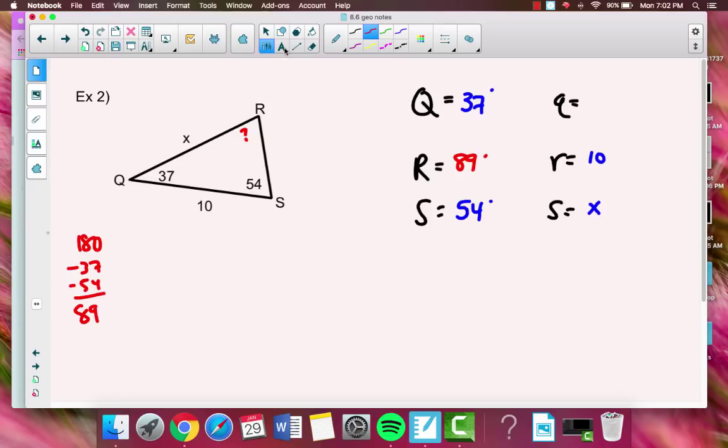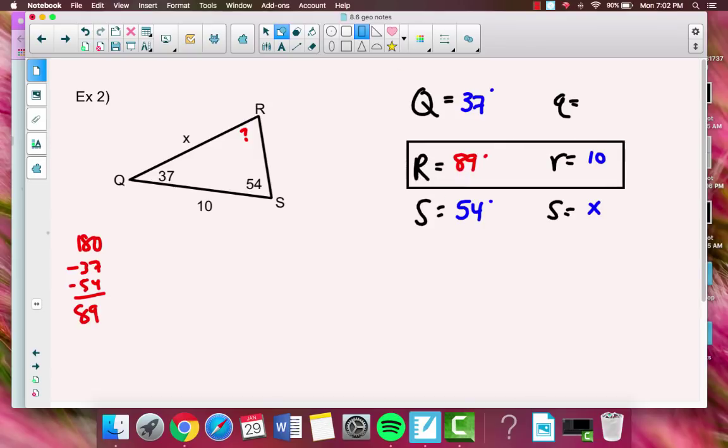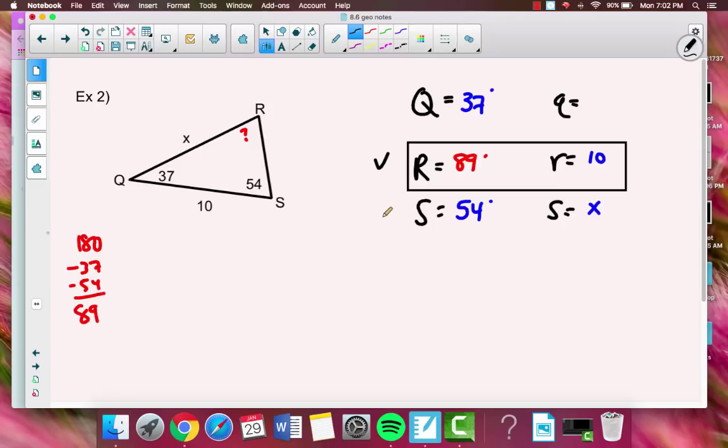And now, because I was able to find that third angle, I now have a full row of information, which means I can use the law of sines. Now, because I'm looking for little s, I also want to use this information instead of the row Q. So I'm just going to ignore Q for a minute, and then later if I needed to find something else, I'd go back to it.